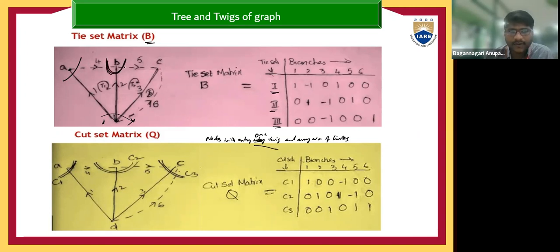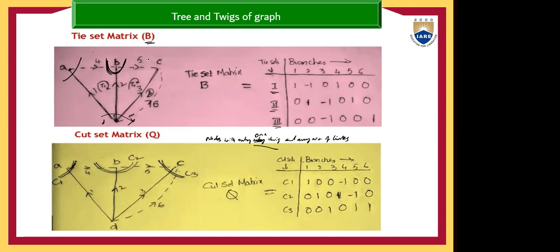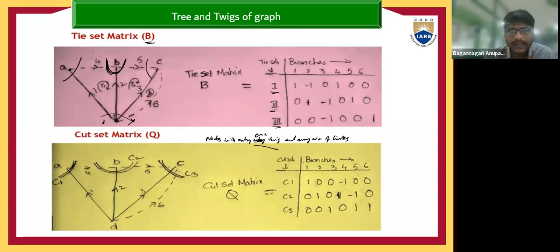Because I said that the number of links I have is two and the number of twigs I have is only one. So I can use this, right? Yes or no? Yes, sir. What about C? I have one twig and two links. Even then I can consider it as a cut set. Is that okay?